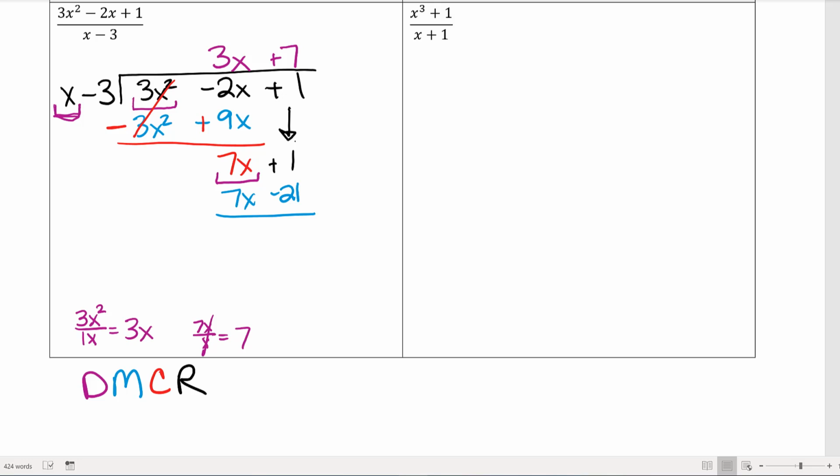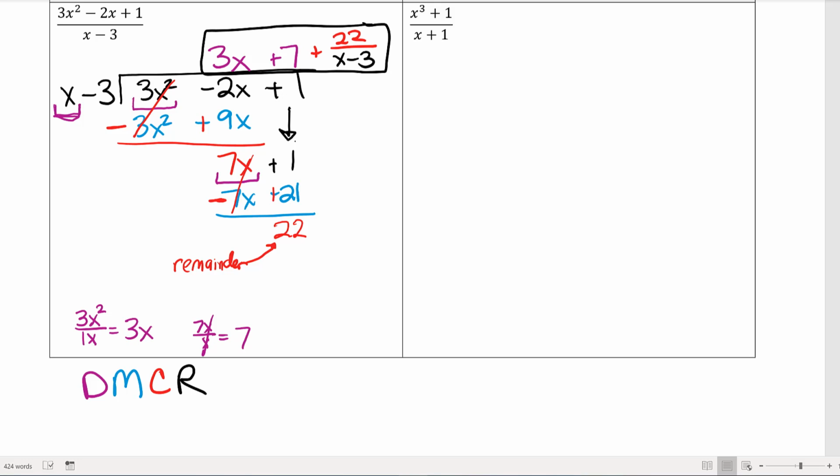The C step says to change both signs. So I'm going to change the sign of the positive 7x to negative, and the negative 21 to a positive 21. Change both signs. So 7x minus 7x adds to 0. 1 plus 21 adds to 22. Now I can't drop and repeat because there's nothing else to drop. So that tells me this 22, especially because it's a number, is a remainder. So I'm going to add the 22 over the original divisor, which is x minus 3. This is my answer: 3x plus 7 plus 22 over x minus 3.